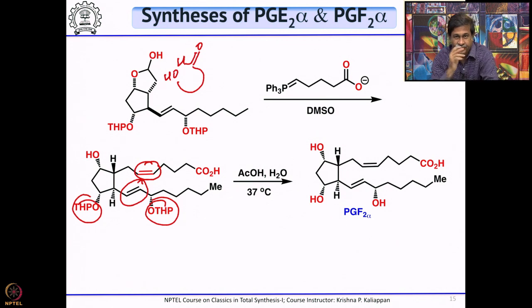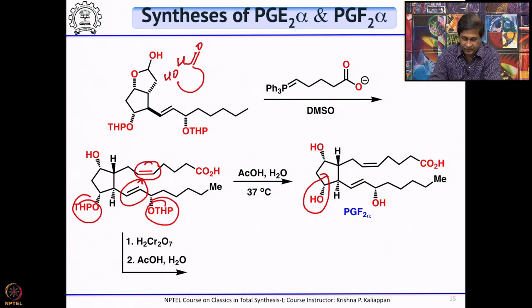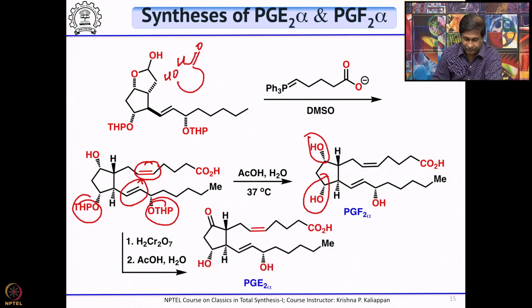Now you want one of the hydroxyl groups to be oxidized to ketone, but it will be very difficult to oxidize just one of them. So how do you do it? Before you remove the THP, oxidize the hydroxyl group to ketone, this one and not that one. Then in the second step, you remove both THP groups. That will give you PGE2 alpha. So from the same intermediate, that is Corey lactone, one can easily make PGE2 alpha and PGF2 alpha.